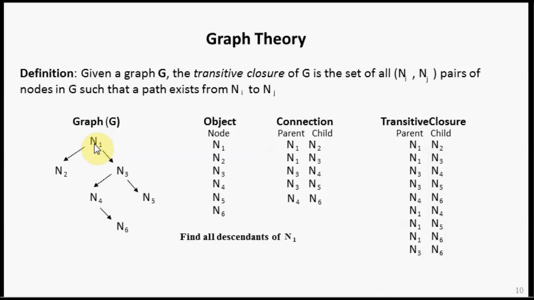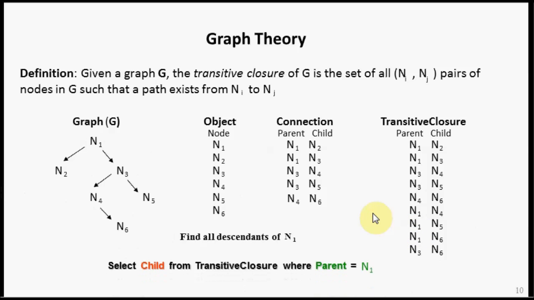Does there exist a directed path from N1 to N6? The answer is yes. Therefore, we see a transitive closure record here. Does there exist a directed path from N2 to N6? Notice I say the word directed, you have to follow the directions of the arrows. The answer is no. So N2, N6 does not show up here.